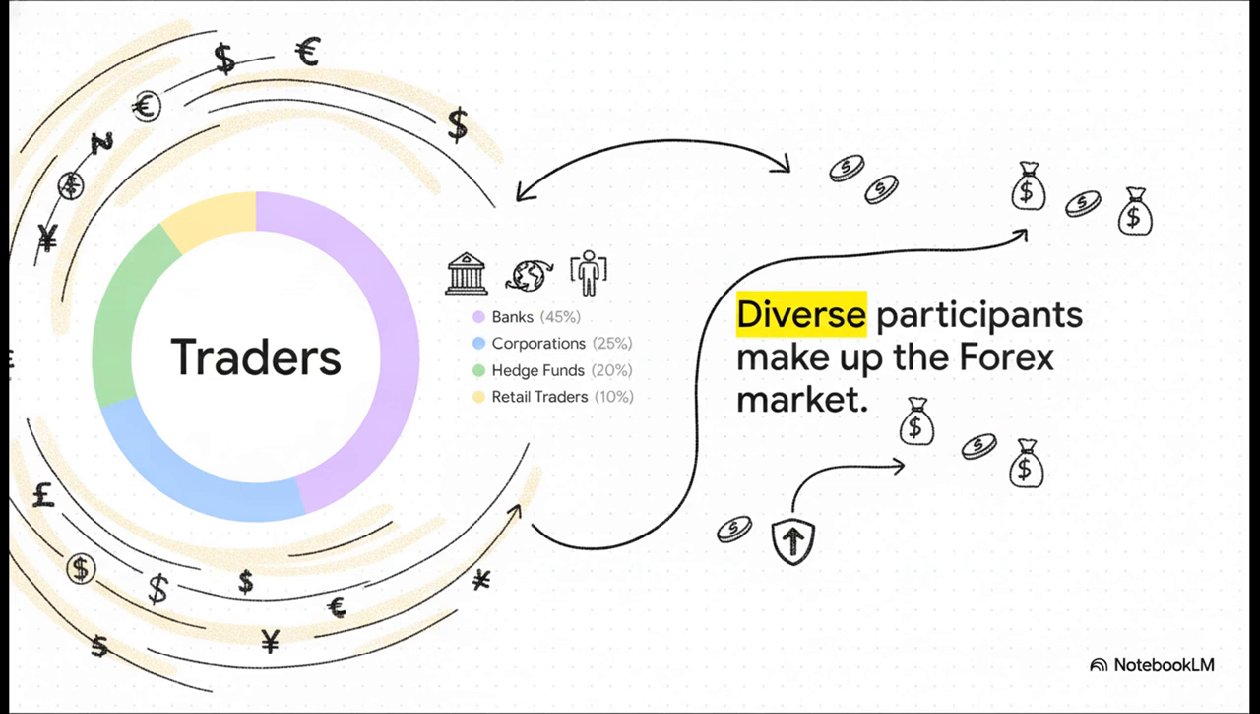So who's actually slinging these trillions of dollars through the system every day? It's a really diverse ecosystem. You've got major commercial banks completely dominating the space. They drive about 45% of the total volume. Right behind them are massive multinational corporations, representing roughly a quarter of the market, and they're mostly just trying to hedge their international business risk. Throw in central banks managing national reserves, heavily capitalized hedge funds looking for yield, and finally, everyday retail traders. Everyone's in the same pool, but with entirely different motives.